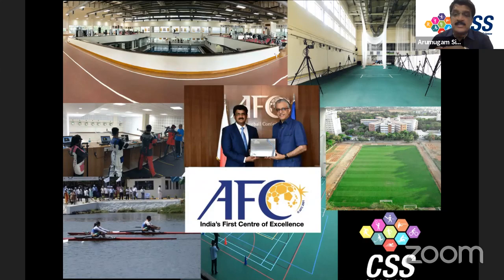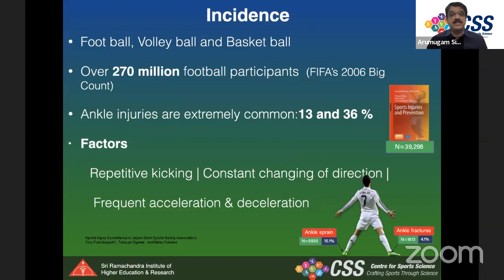So the incidence of ankle injury is common in sports, especially when there is a lot of running and jumping, like football, volleyball, and basketball. Football participants are the highest in the world, and ankle injuries are extremely common, with 36% quoted in the literature. The factors, as I mentioned, are repeated kicking, constant changing of directions, and frequent acceleration and deceleration that lead to ankle injury.